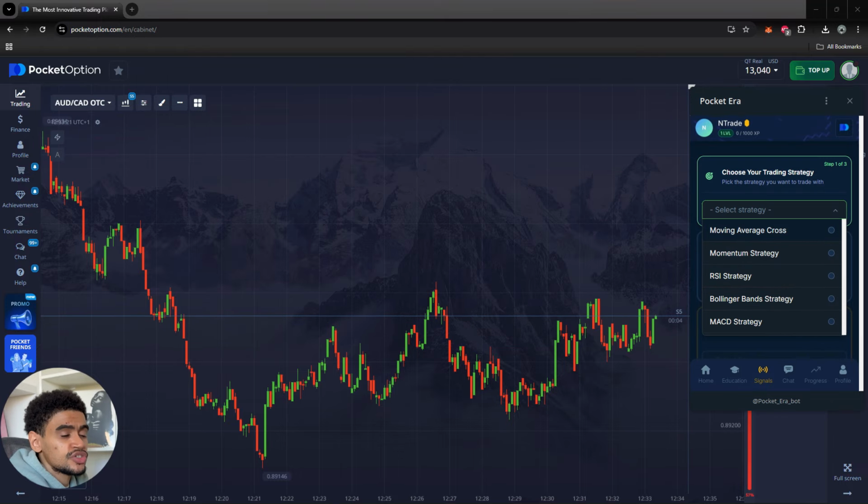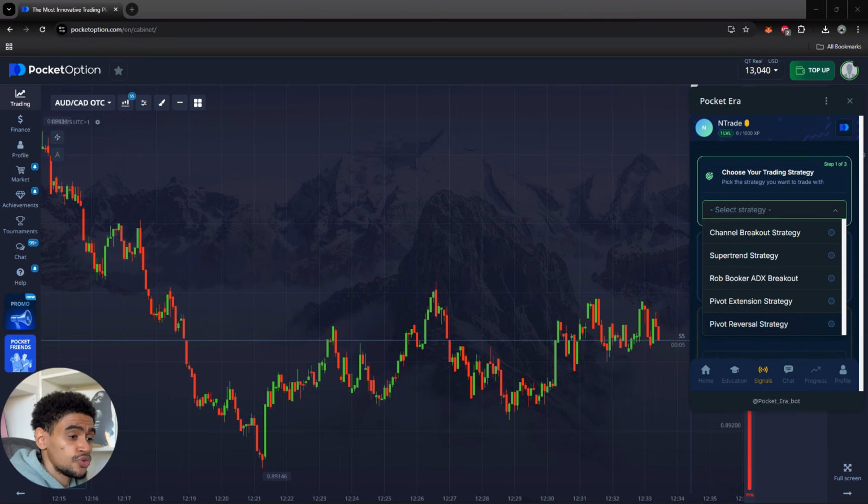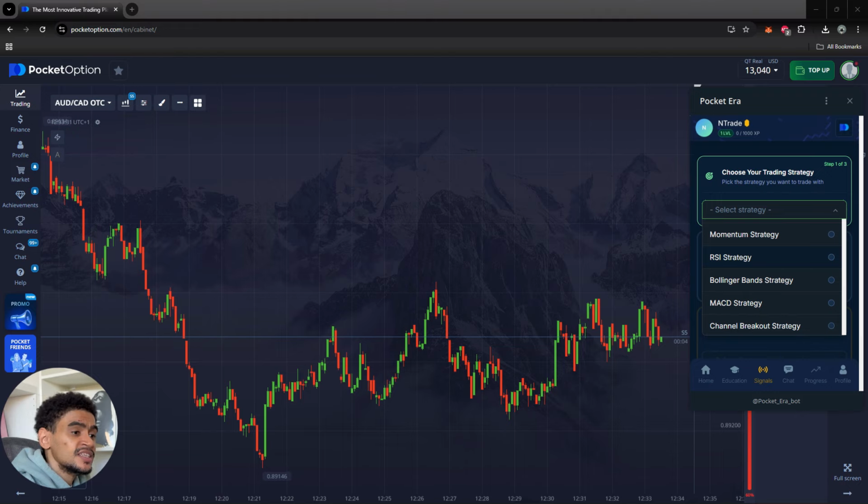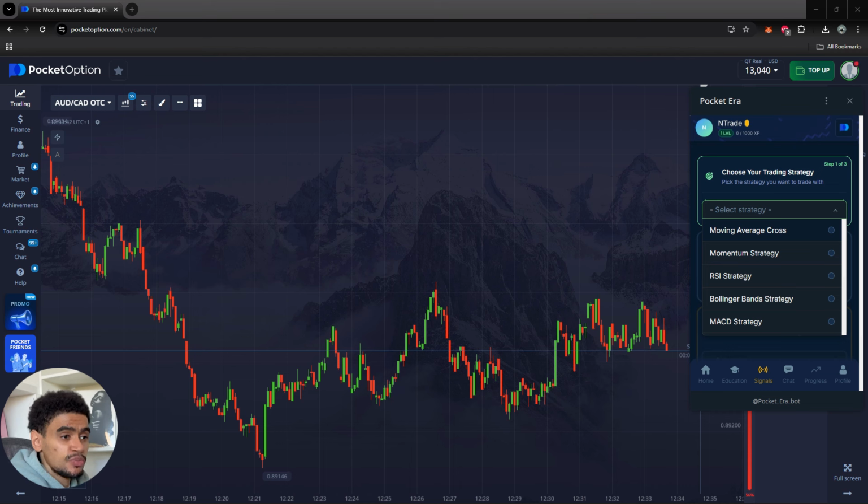And these strategies are ranging from very simple ones like moving average cross to, like I said, a more difficult one like pivot reversal strategy, pivot extension strategy, Rob Booker, ADX. These are more difficult. The other ones are much simpler. So if you want a simple strategy to master to begin your trading journey, you have access to that as well. And let's start exactly with that, with moving average cross.